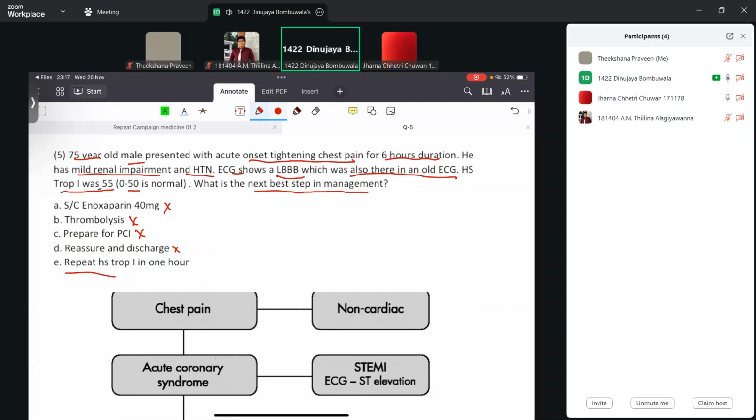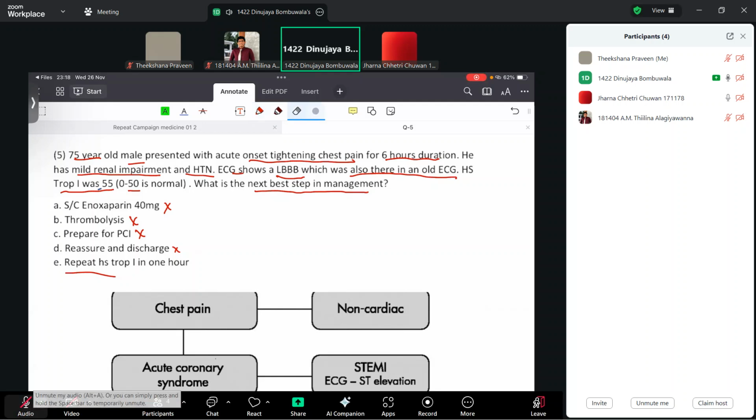can be elevated. I think in 2 hours time we can detect, but as it is slightly elevated, what I think is better is to go ahead with repeating troponin levels after about 1 hour to see whether there is an increasing trend of troponin levels. I'm not sure about this answer. Different people have taken different answers, but what I think is to repeat the troponin levels in 1 hour.